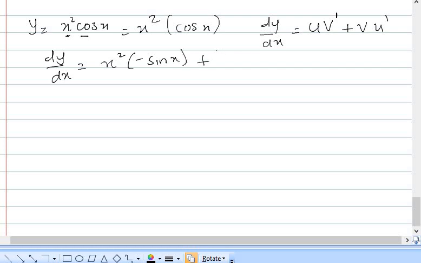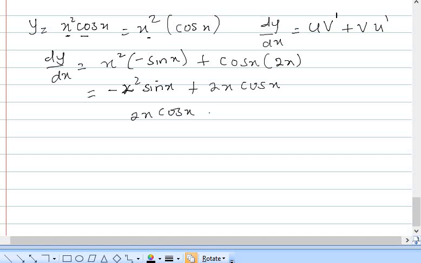and then plus take the other part constant. We leave this one to be constant, that's cos x, and then differentiate the other one. The other one is x squared. The differential of x squared is 2x. Then we have minus x squared sin x plus 2x cos x, right? So what you have is just 2x cos x minus x squared sin x.